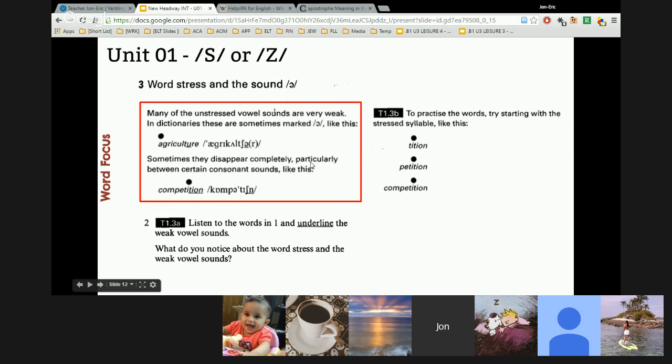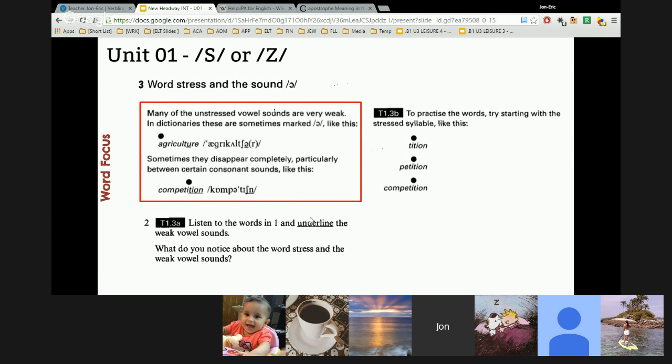Agriculture. Here, use the dot. Agriculture. There you go. That's right. Good, agriculture. Good. Sometimes they disappear completely, particularly between certain consonant sounds like this. Competition. That's it. Competition. Good. And so the pe in competition, that's the thing that disappears. So that's the schwa. It's an unstressed syllable. And Anna, you said it right. It sounds good. There are two TIs in competition, but we say just competition.